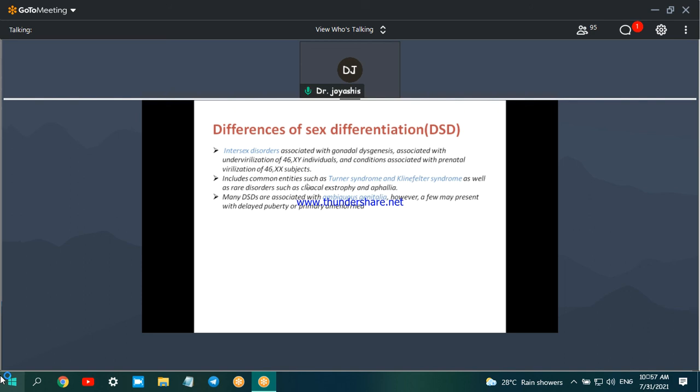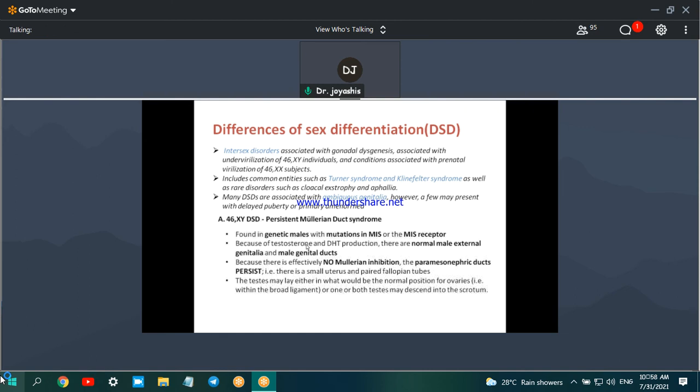Intersex disorders, sometimes called hermaphroditism, are associated with gonadal dysgenesis, with under-virilization of 46,XY individuals, and with Turner syndrome (45,X) and Klinefelter syndrome. Disorders of sex differentiation are associated with ambiguous genitalia, which we already discussed in earlier slides. However, a few may present with delayed puberty or primary amenorrhea.